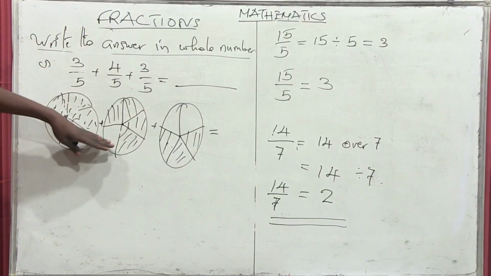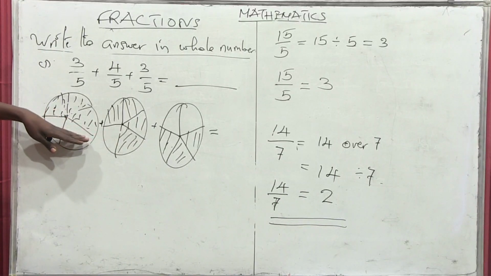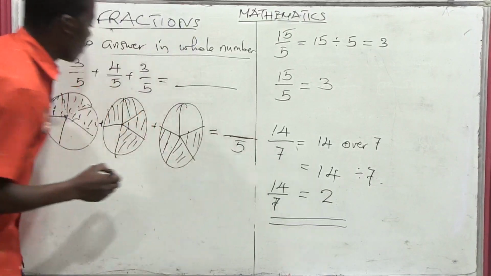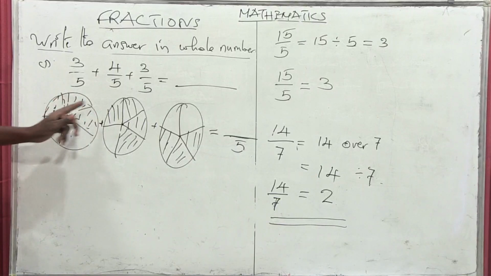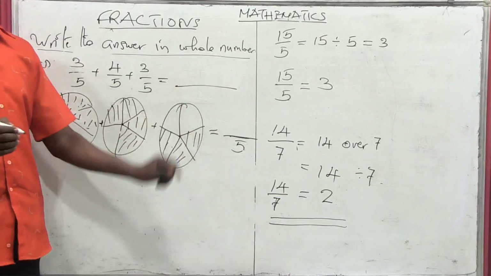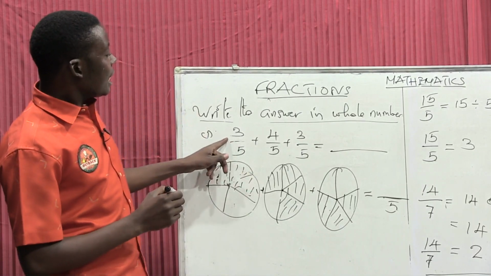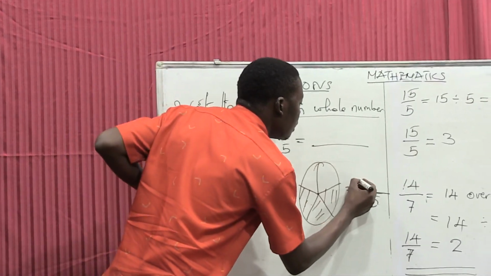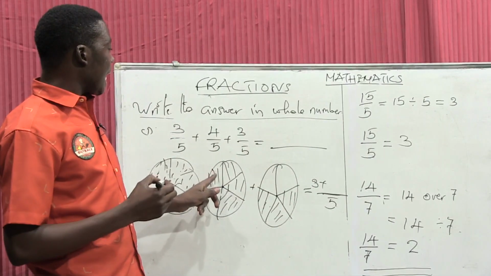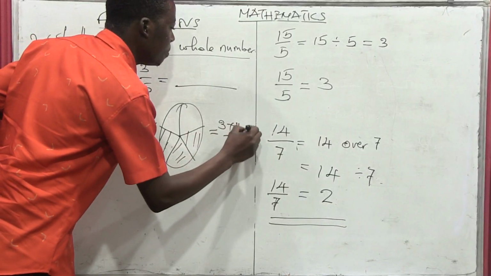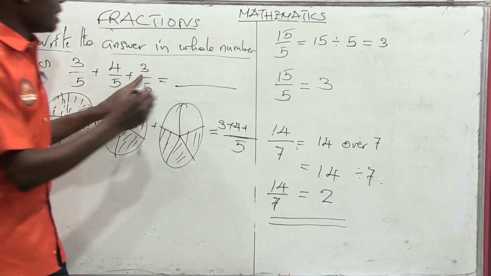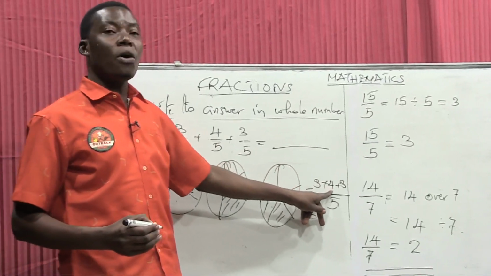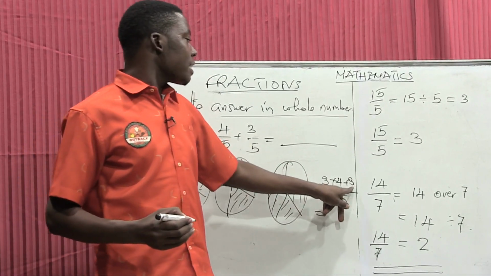So the base, the number of the available parts, is 5 in each figure here. 1, 2, 3, 4, 5. Then add. Here, the number of parts taken out is 3, plus the number taken out here is 4, plus the number taken out here is 3. If you sum this up, you get 3 plus 4 is 7. 7 plus 3, you get 10.